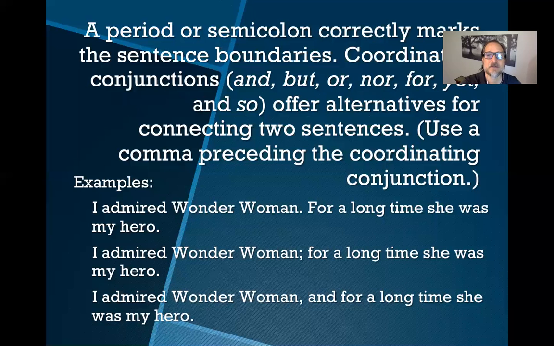All right, a period or semicolon usually gets you the boundaries. Conjunctions also can help get those two sentences separated and or connected in the right way. So let's look at the examples. I admired Wonder Woman, period.